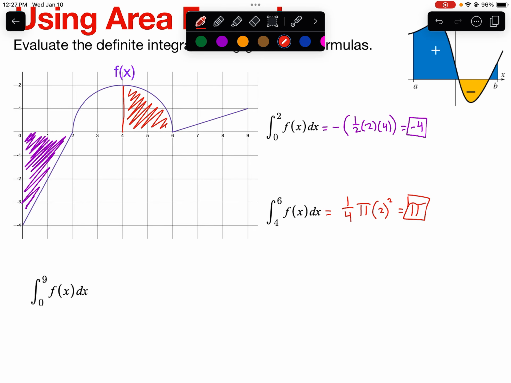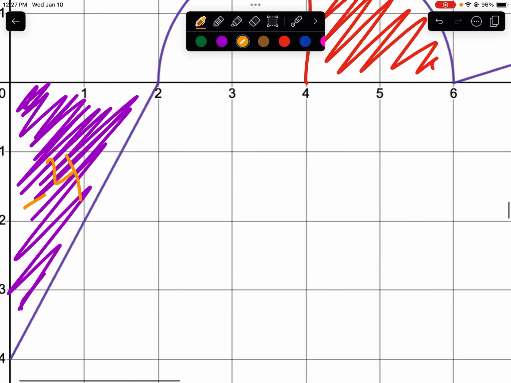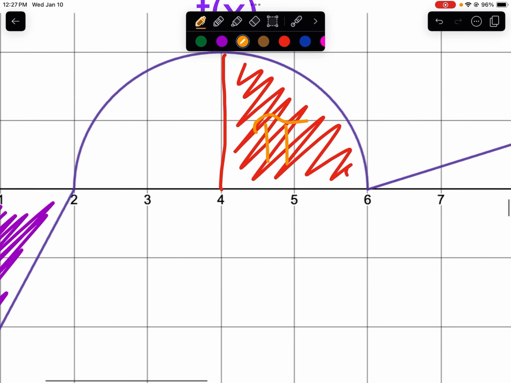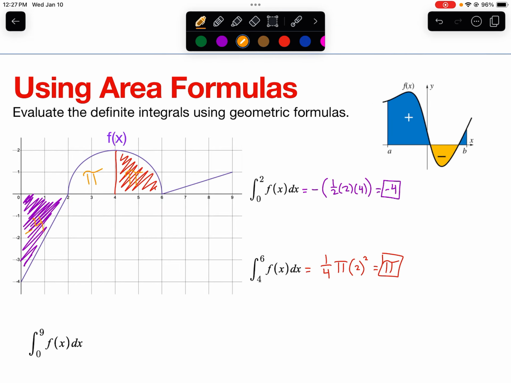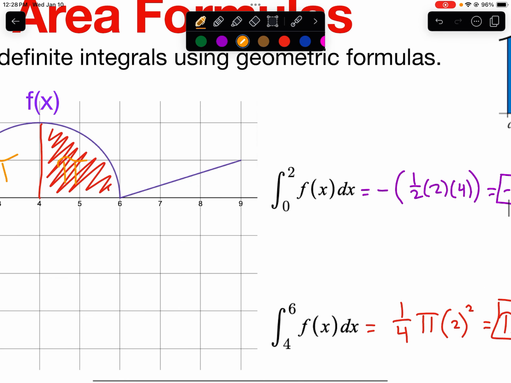Now the last definite integral spans all the way from 0 to 9. Well, let's use what we've already found. We already found this to be -4. We found this to be pi, right? Based on the symmetry of this semicircle, this area should also be pi. So without doing hardly any work at all, I've already found the area under the curve from 0 to 6. So now to go from 0 to 9, we just have to add this last triangular region here.